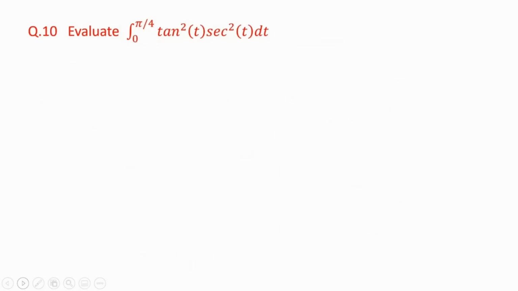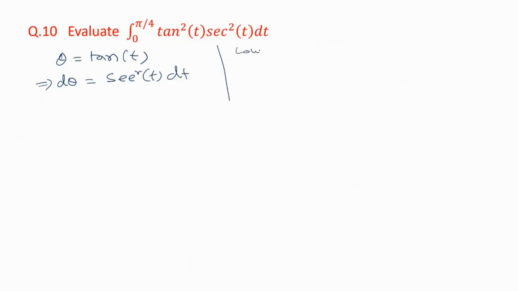Our next question is integral 0 to pi over 4 tan square t secant square t dt. So in this case we need to substitute tan t. So we'll use method 2 only. So let's substitute theta equals tan t. So this implies d theta equals secant square t dt. And now we'll check the limits.